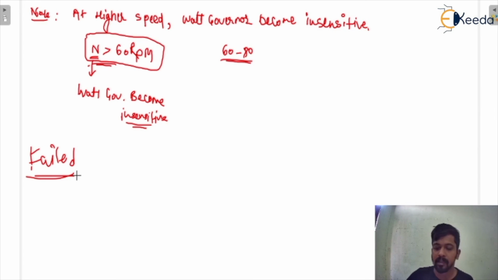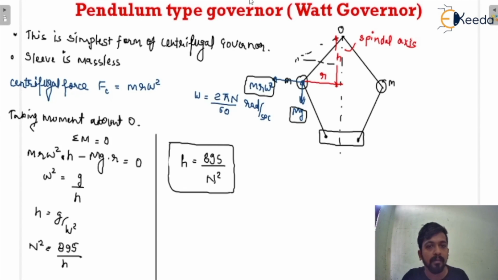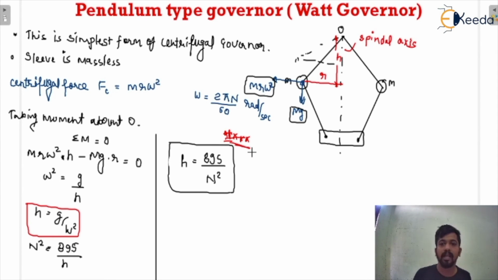Okay. So I hope in the watt governor, what you must remember is the height of the governor, that is 895 upon n square. Or the basic understanding is that the summation of moments becomes equal to 0, so that we will get the value of the height of the governor. One more equation you can learn is in terms of omega. How can you find out the height of the governor in terms of omega? Basically these two equations, but most important is this. Okay, so this was the watt governor.